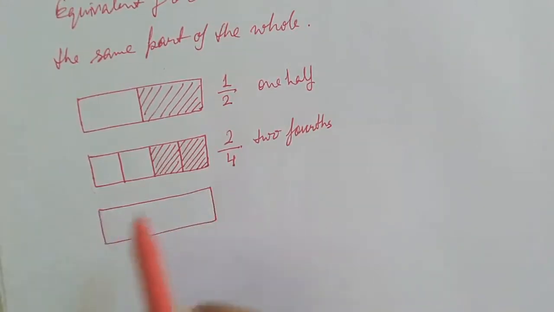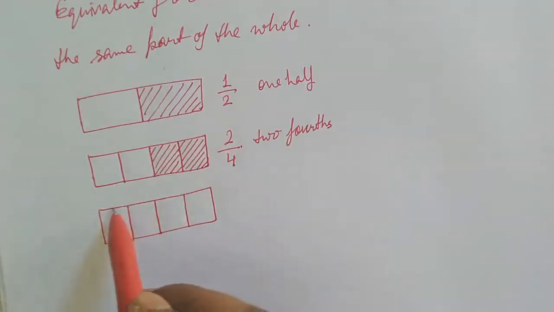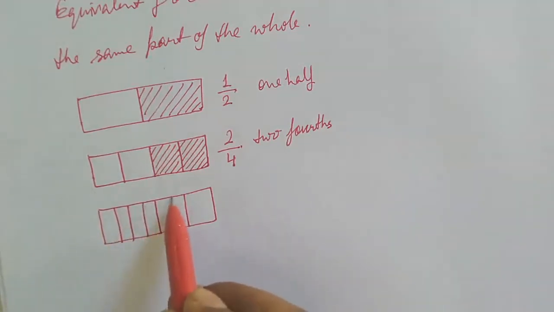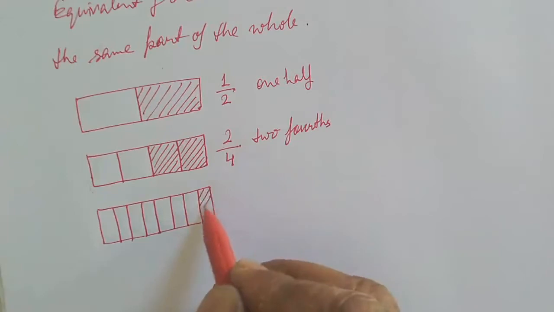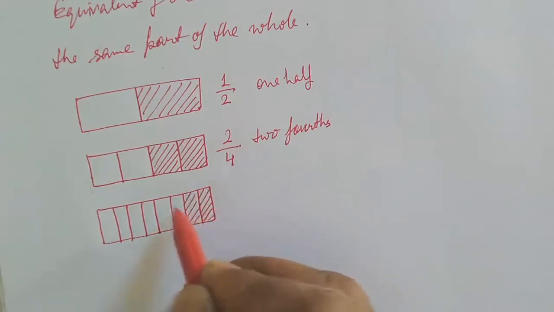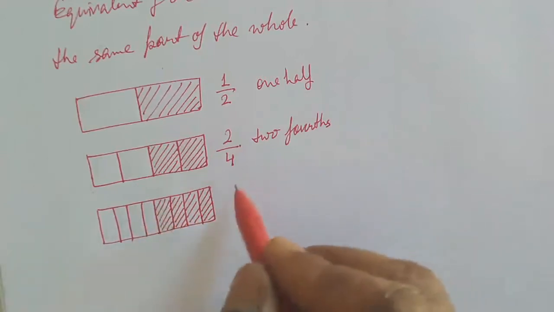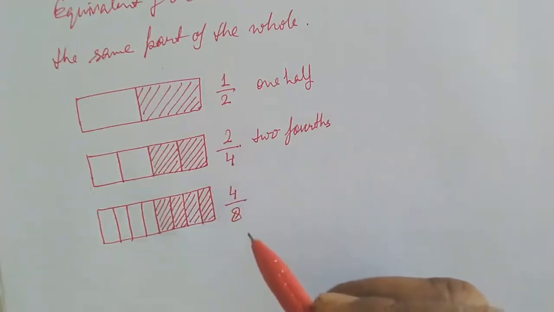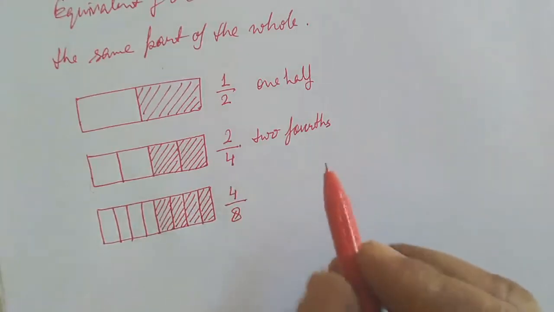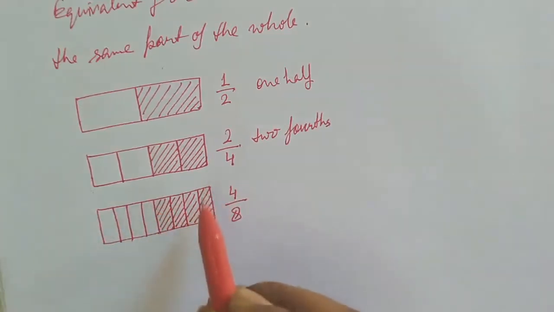Suppose that this same strip, we are dividing it into 8 equal parts. Now these are the 8 equal parts, right? Out of these 8 equal parts, let us shade 4 parts. So we have shaded 4 parts out of 8 equal parts, right? So 4 out of 8, total 8, out of them 4 parts have been shaded.